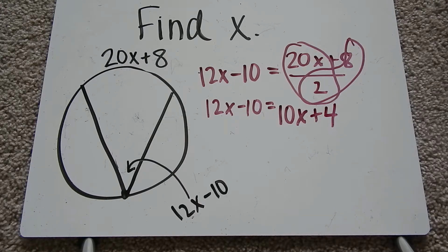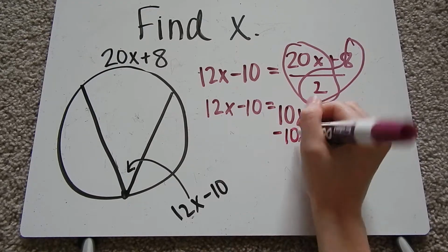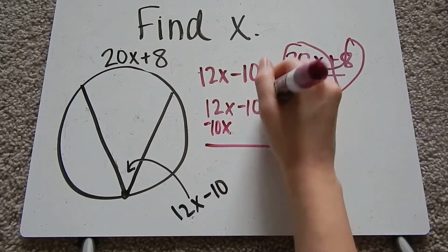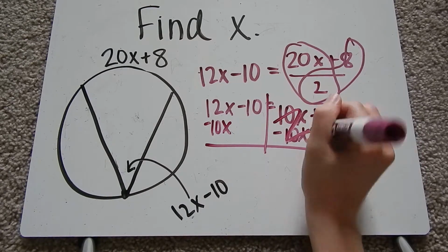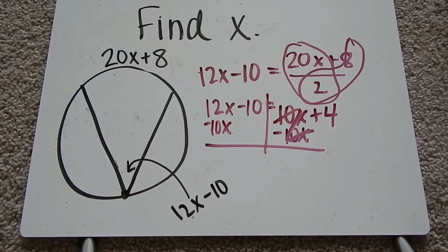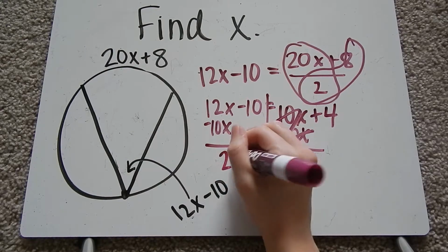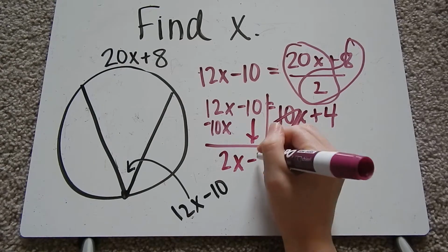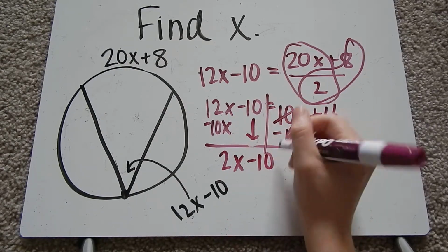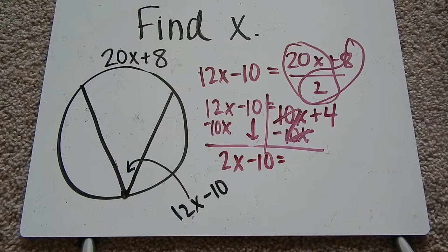Now we have an equation with variables on both sides, so we want to solve for x, which means our first step is to move all the variables to one side. So I'll just subtract 10x from both sides, because that zeroes it out over here, and now I have all my variables on one side. 12x minus 10x is 2x. Bring down this minus 10. Bring down my equal sign. And we still have that 4 in the corner there.